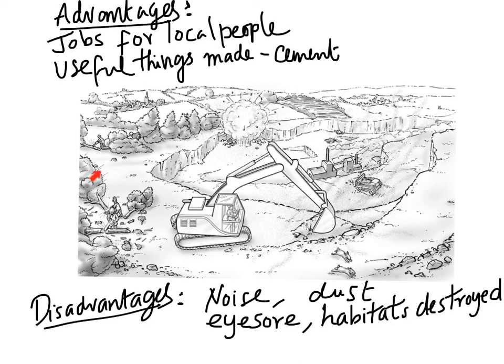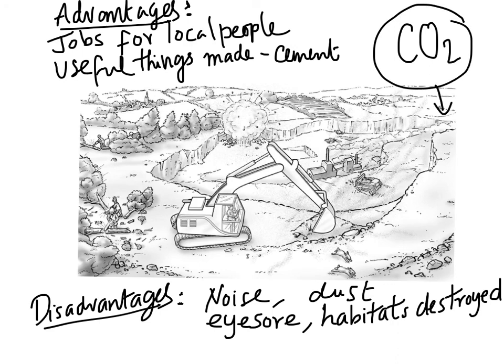And all the living things that used to live in this area would have to migrate elsewhere. They have to go elsewhere, so you get habitats destroyed. That is another environmental issue. One last issue is that whenever you heat limestone, you are making a lot of carbon dioxide. Now, as you know, this causes another problem, global warming.